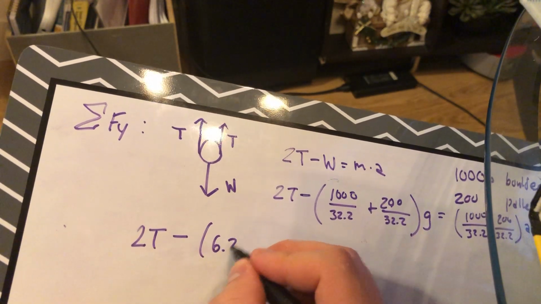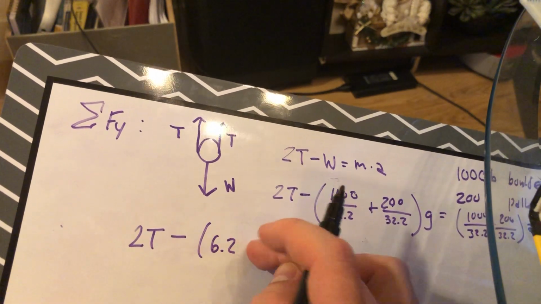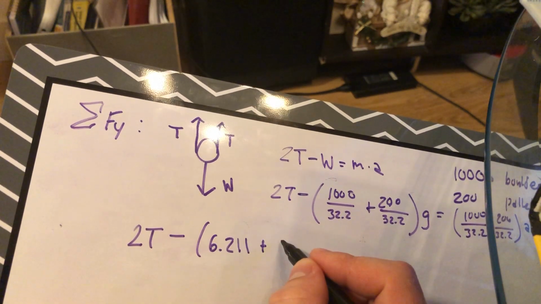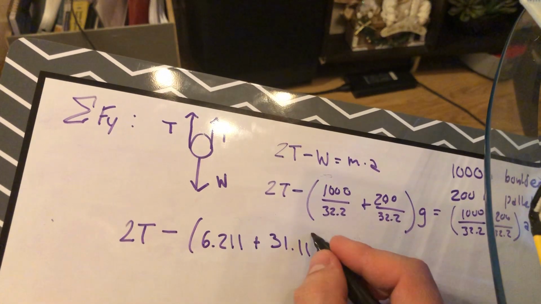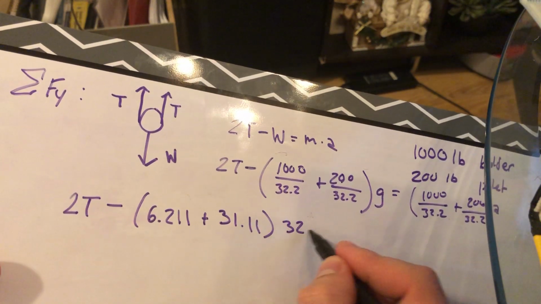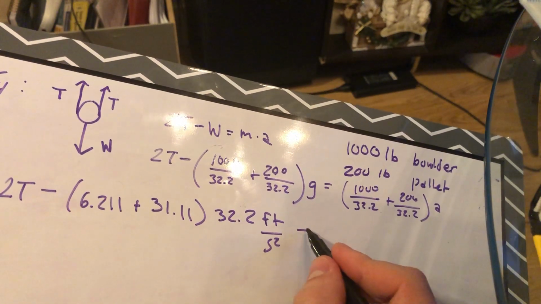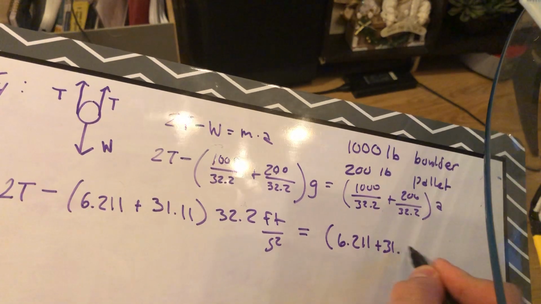Nah, it's actually pretty cool. Once you understand g sub c, it's pretty dang awesome, especially for fluids. You just divide everything by g sub c and it's like, oh, my terms are good. Cool. My terms look weird. Divide by g sub c. No, they're fine now. So 6.211 plus 31.11.